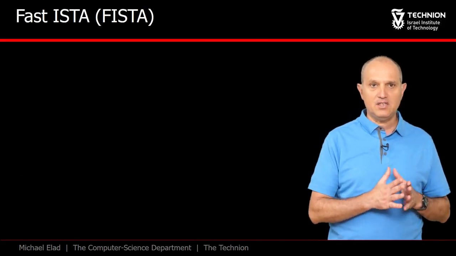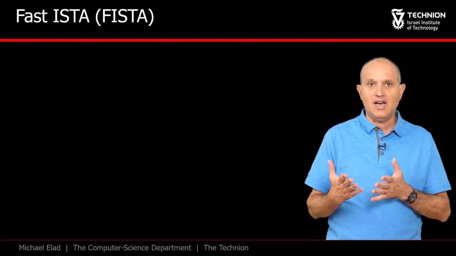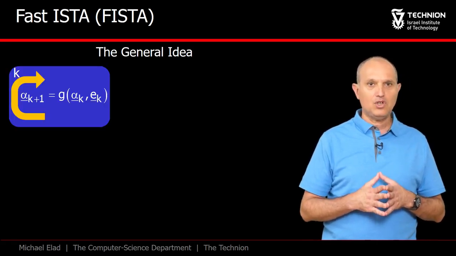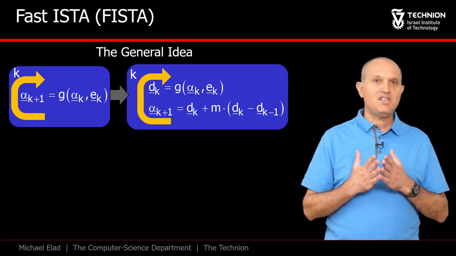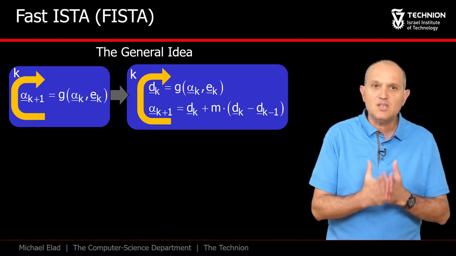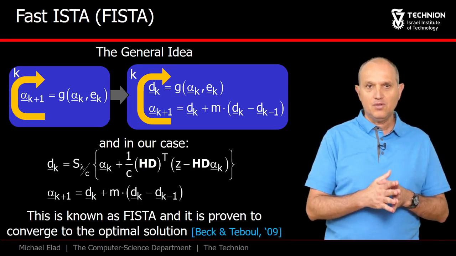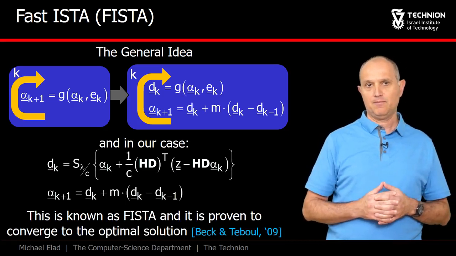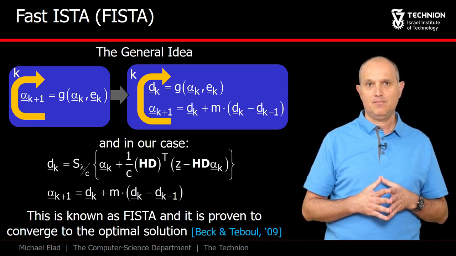Just like the acceleration for SD, we can propose a similar concept for ISTA, leading to a fast ISTA, or as it is actually called, FISTA. Here is the general idea. This is the regular algorithm which updates alpha somehow. Moving to the accelerated version, we will use the same formula to get a temporary vector, and then use an acceleration on it just as before. In our case, this would be the update equations to use. This method, termed FISTA, was proposed and analyzed by Beck and Teboulle in 2009. In their work, they also suggested formulas for the free parameters mu and m.